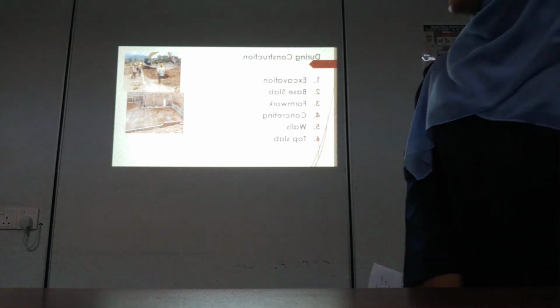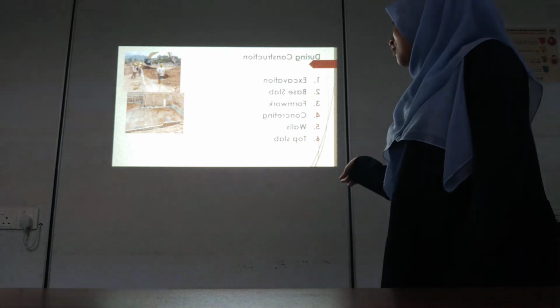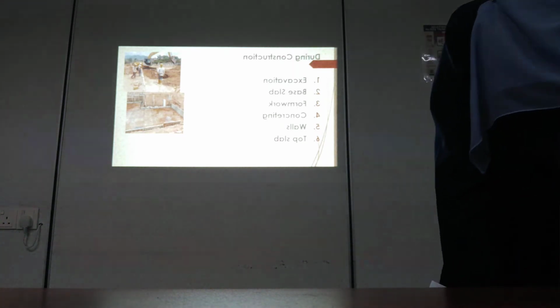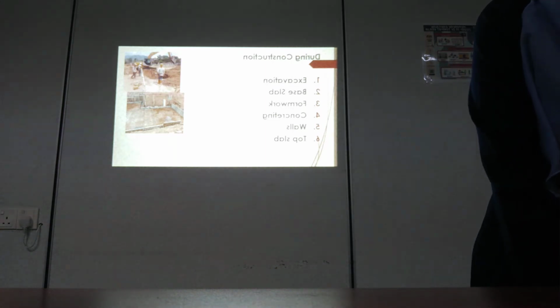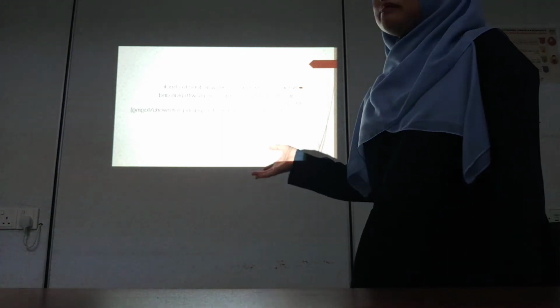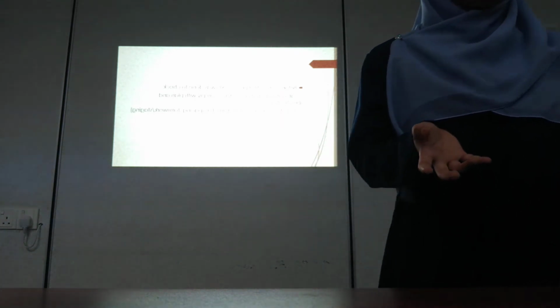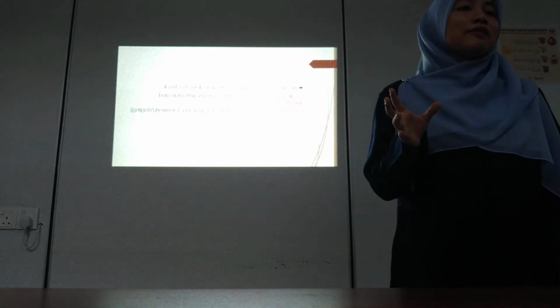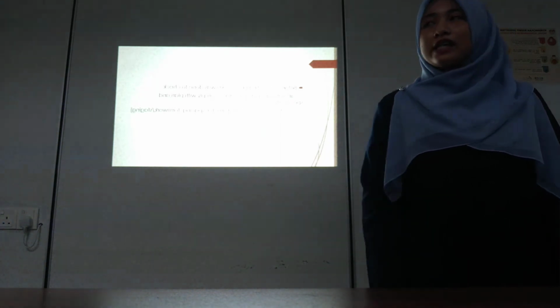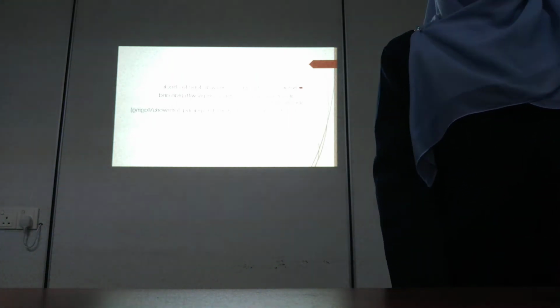So this is during construction. The process includes the excavation, the slab, formwork, concreting, walls, and top slab. This is one of the steps, which is before the concreting process, after the construction of the base slab. Before the concreting process, the consultant and contractor should send the RFI to check that the materials and procedure comply with the plan and specification, like the diameter of the steel, the spacing, formwork, etc.